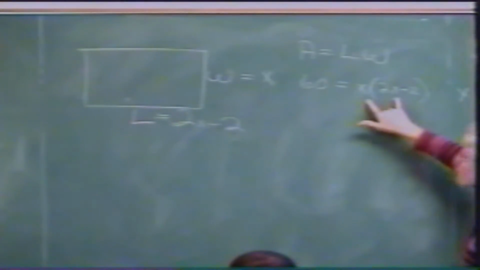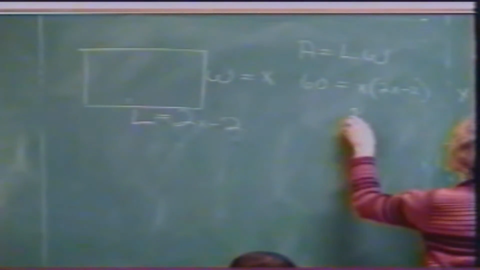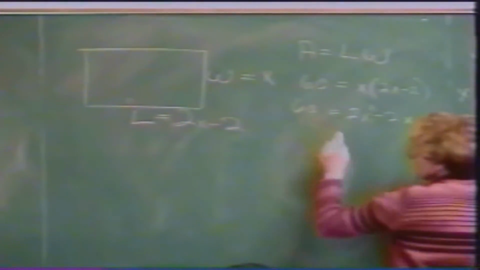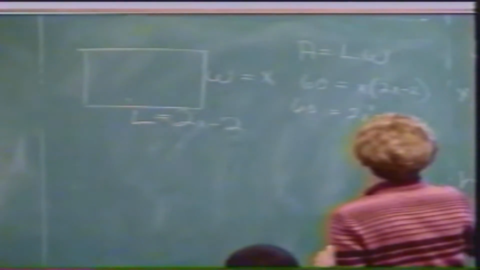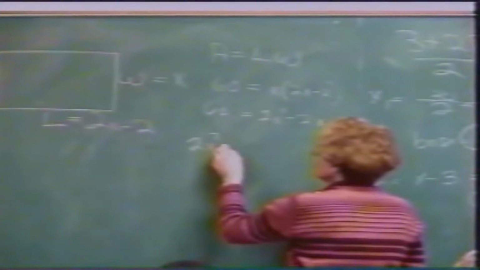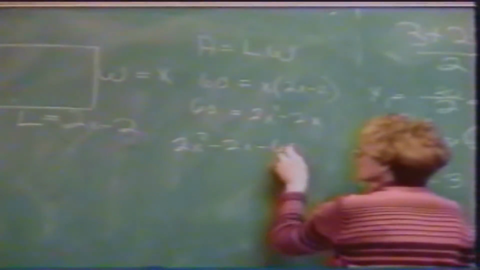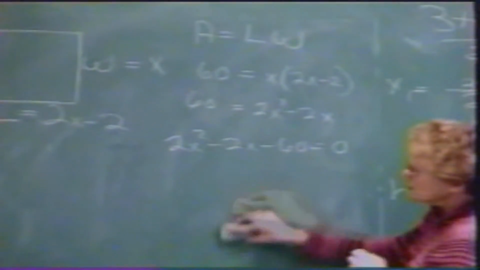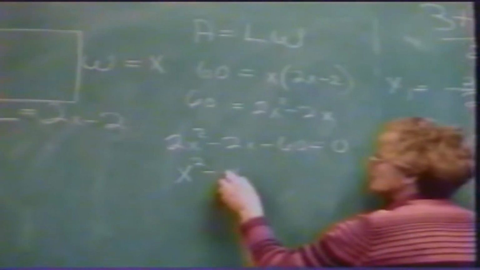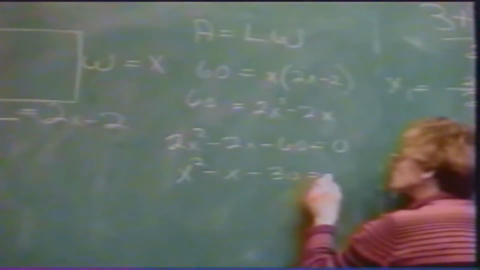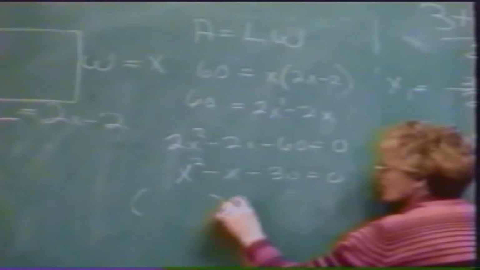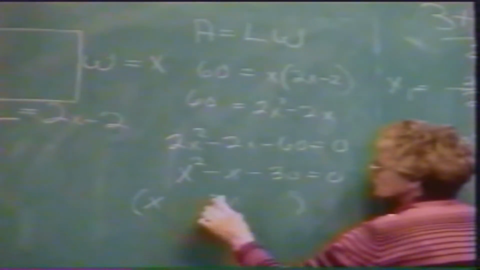So you'd multiply those together. 2x squared minus 2x is 60. And get everything on one side. Once you got everything on one side, you're going to have 2x squared minus 2x minus 60 equals 0. And if you divide everything by 2, you'd have x squared minus x minus 30 equals 0. And then that's something that's not too hard to factor. What would the factors of that be?